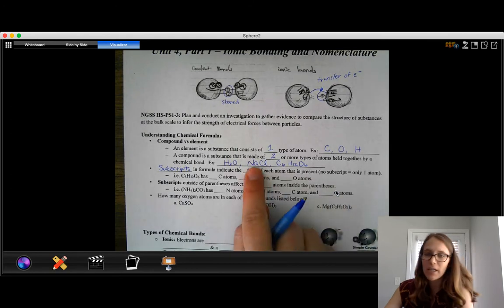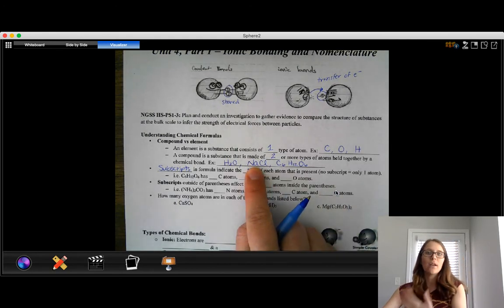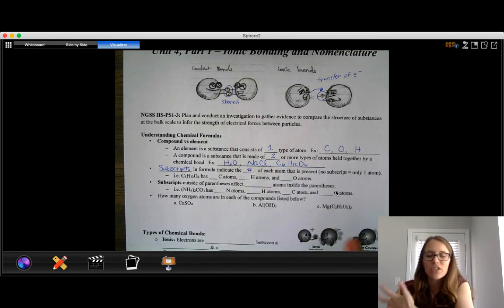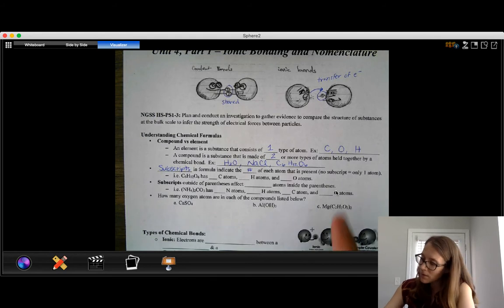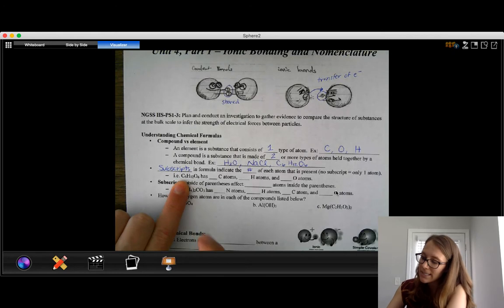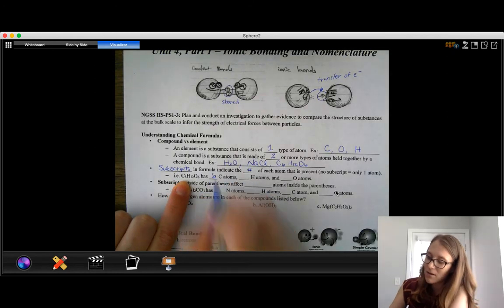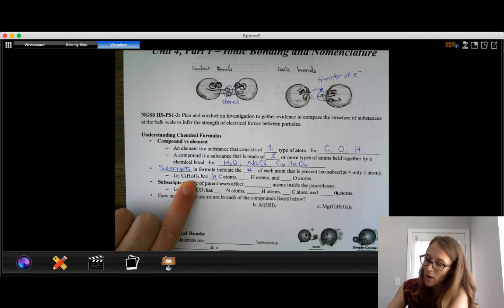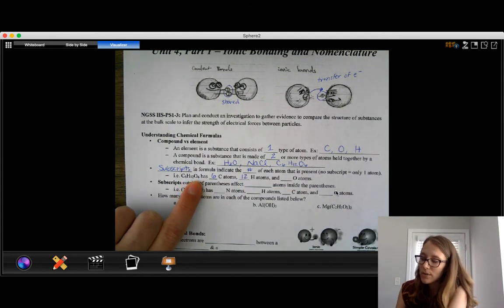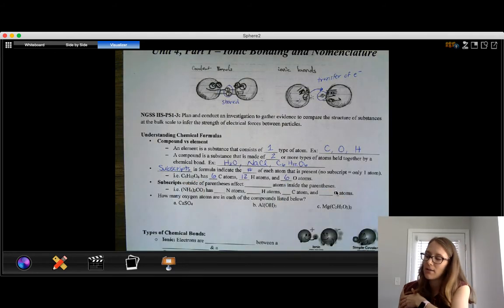For example, here I wrote Na, that means 1 Na. I don't have to write the number 1 because if I wrote Na, that means it's present, it's there. So we just default to that being a 1. For example, in glucose, C6, there are 6 carbon atoms. H12, there are 12 hydrogen atoms. And O6 has 6 oxygen atoms. Those subscripts tell us that.